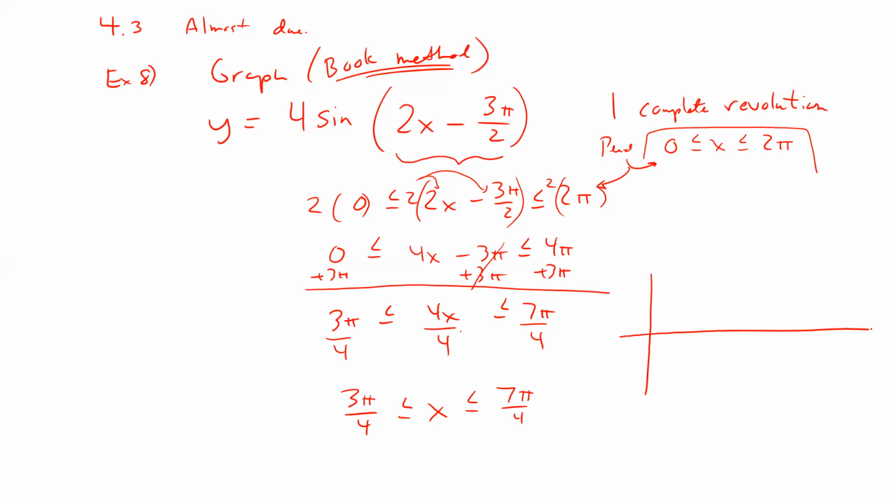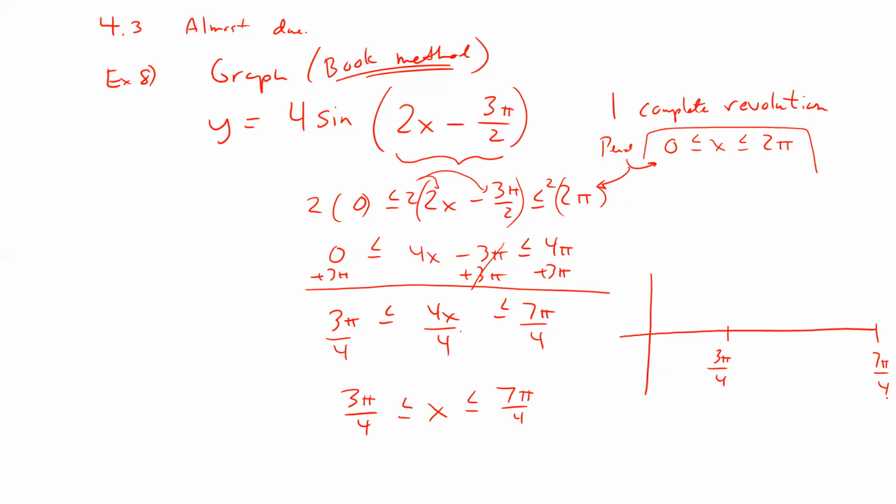I am going to go from 3 pi over 4, which is all the way over here. And I need to end this all the way at 7 pi over 4. That will give me one complete revolution. So that's how much the phase shift has moved.